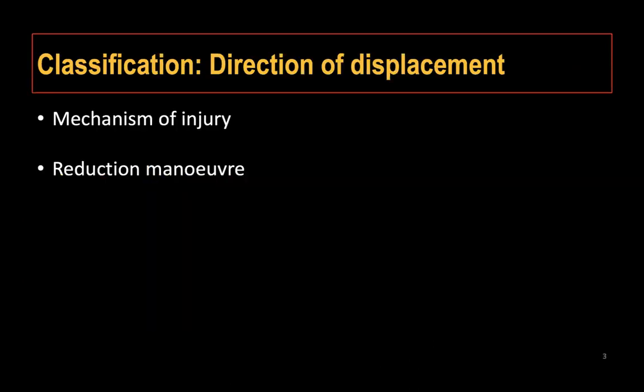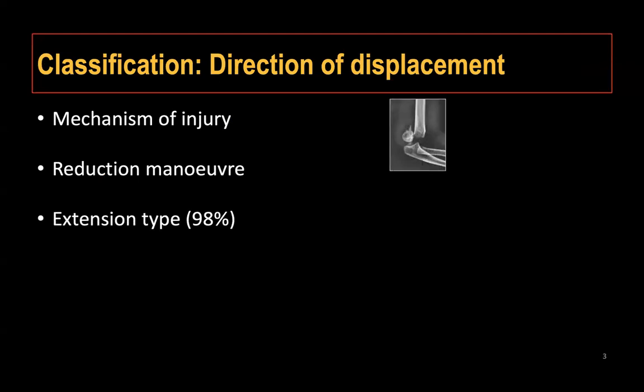So firstly, regarding the classification, it is always useful to classify a supracondylar humerus fracture according to the direction of displacement, because this gives us an idea about the mechanism of the injury and also tells us something about the reduction maneuver that is to be employed in order to reduce that particular fracture.